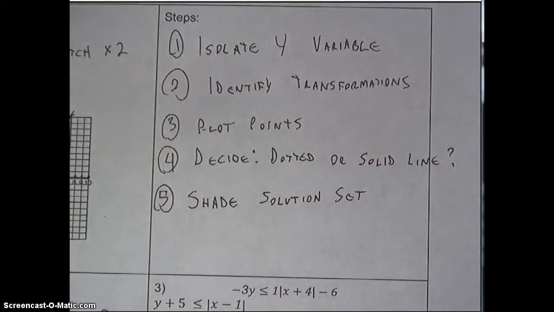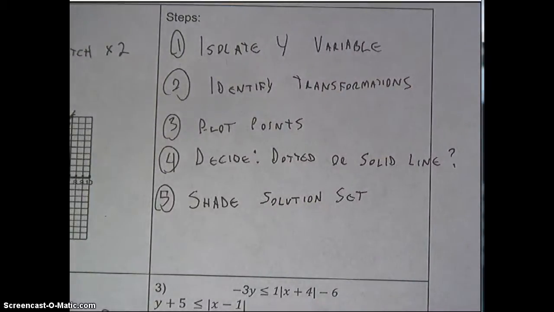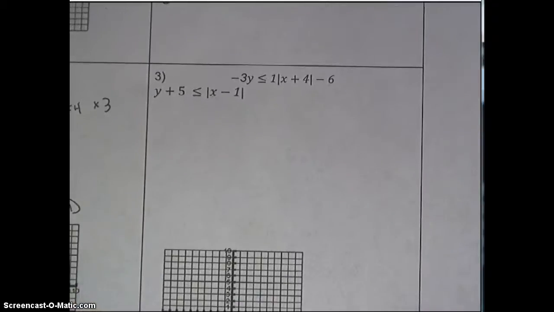That's it. Those are the 5 steps. So let's do number 3 here. Now we've got 2 equations. So we're graphing a system of linear inequalities. And to do that, I always like to do it in pencil, so I just grab myself a pencil.